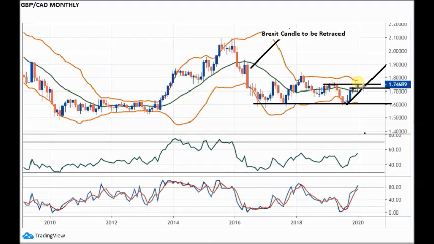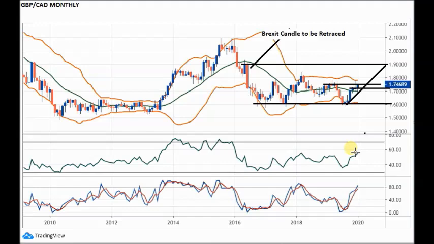This body is pressing. Now, we've said for a while, we feel that the whole Brexit decline will be retraced. So I've marked the Brexit candle already. This is longer term. We should go up to 190. So really 1,500 pips. So plenty more upside. This has been a nice run up, but I think it could get better.